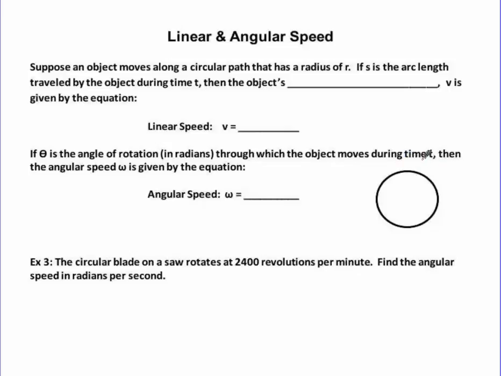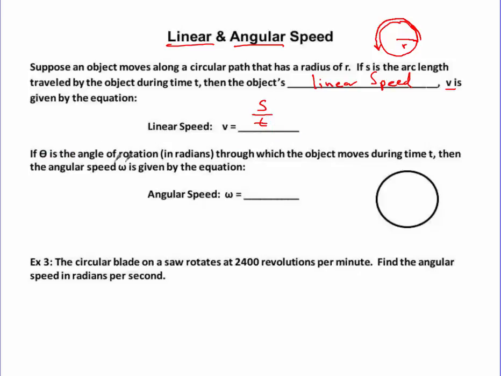All right, we're going to step into the world of physics for just a second and talk about something called linear and angular speed. So suppose an object moves along a circular path that has a radius r. So that means we have a circle, it has a radius, and we have this thing that is moving along the circle. Well, if s is the arc length, which we know, traveled by the object, so the arc length is the path it travels during a time t, then the object's linear speed, v, is given by this equation. So v stands for linear speed. Also velocity is what you're used to. So it's the arc length divided by time. And that should be exactly what you're used to doing. It's distance divided by time, except here our distance is an arc length.